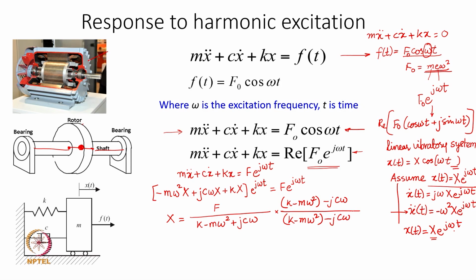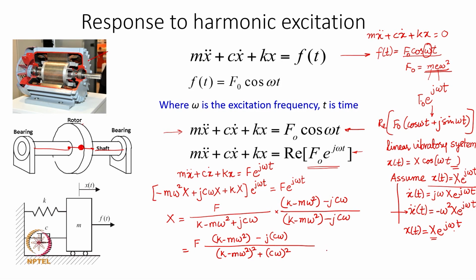Is it not? And you just simplify this, what will you get? F, now I will take F out. Now, here there are two quantities: one real quantity which is this, and then there is an imaginary quantity C omega, and the denominator changes to k minus m omega square, is it not?